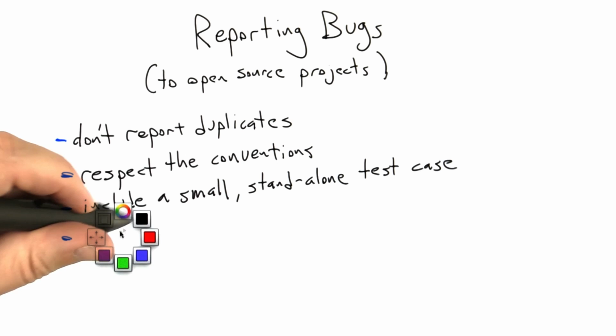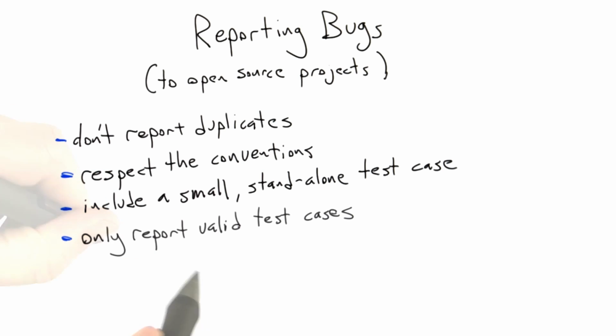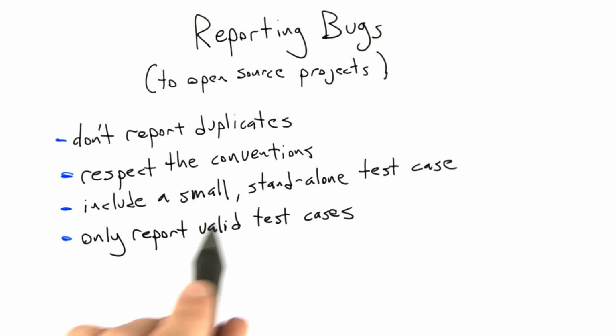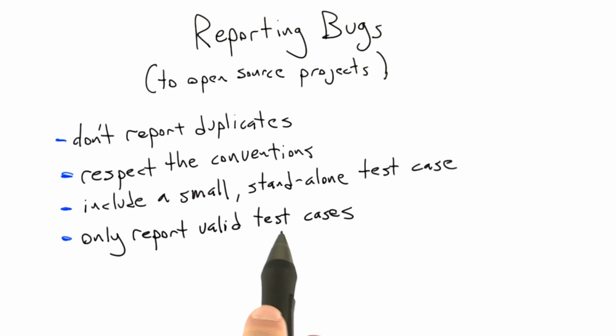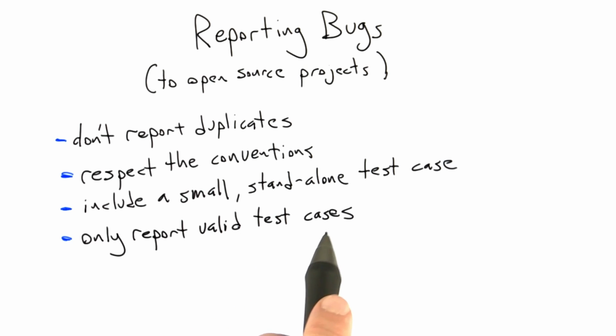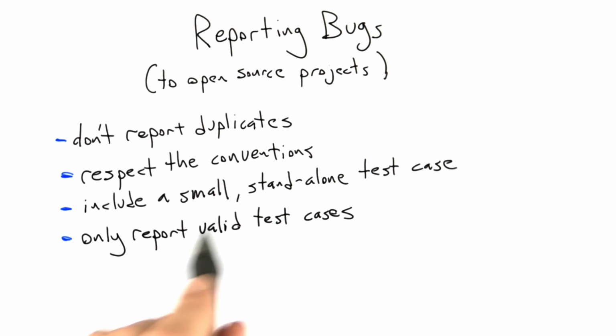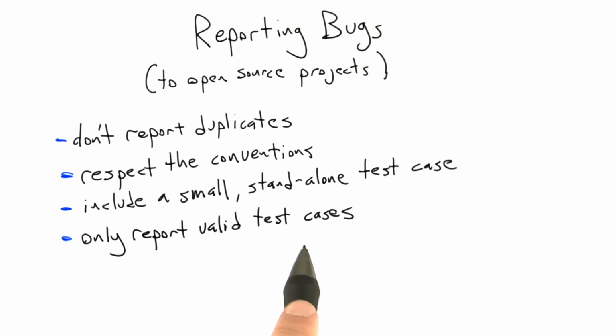The next rule is only report valid test cases. This is referring back exactly to the input validity problem that I talked about a number of times in the material on random testing. If the software to which you're reporting bugs isn't supposed to programmatically reject invalid inputs, then you shouldn't report an invalid input. An example of such a system is a C compiler, which isn't supposed to reject invalid inputs. Another example might be something like internal communication between a JavaScript engine and a web browser. There may not be total input checking on some sort of an internal interface like that.